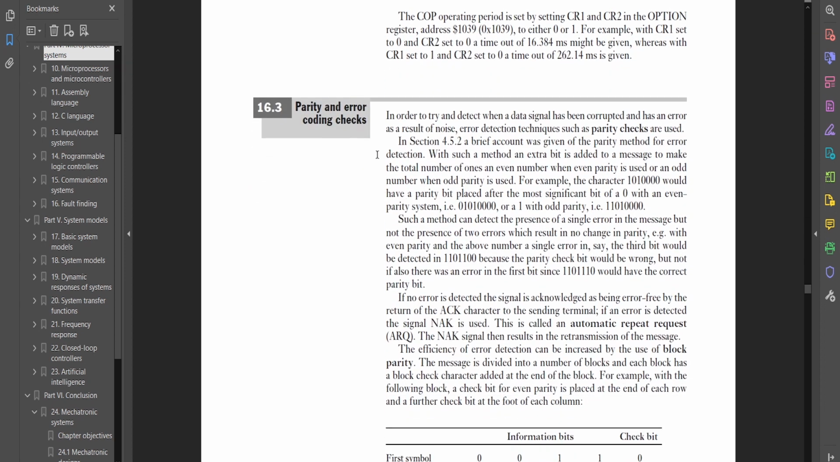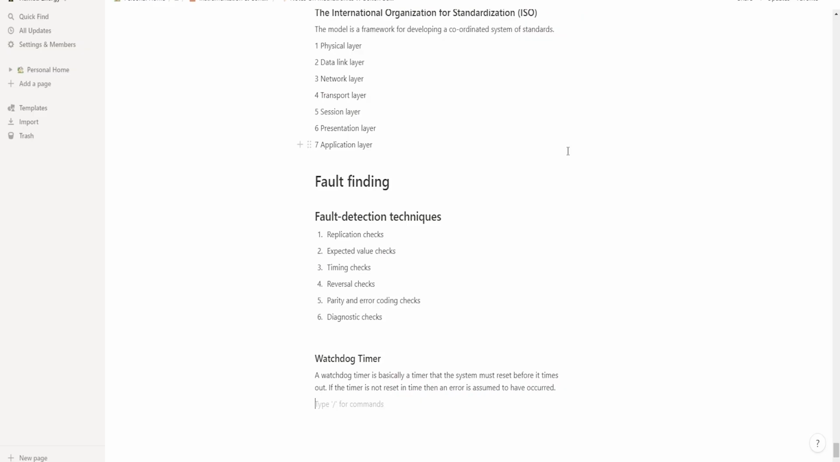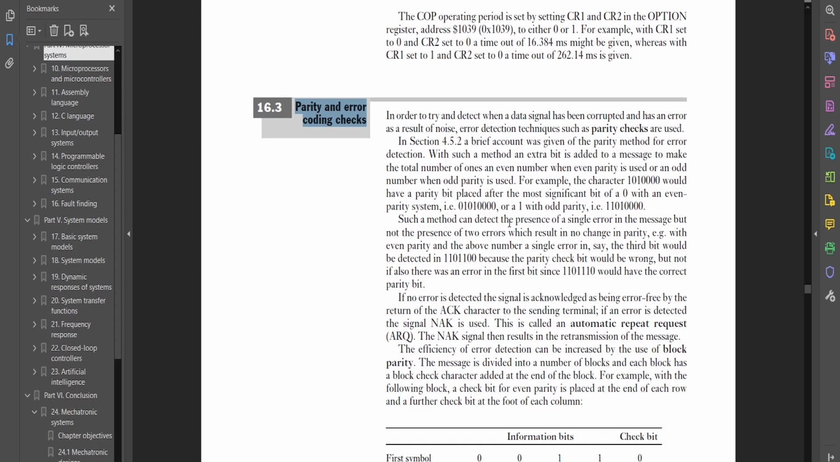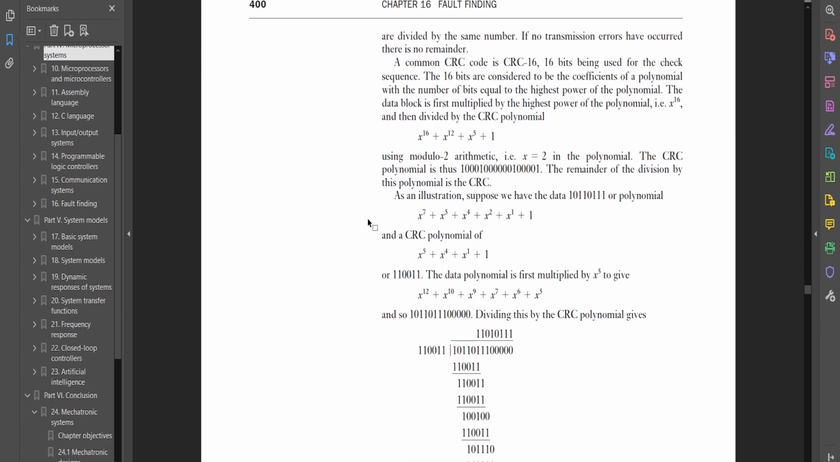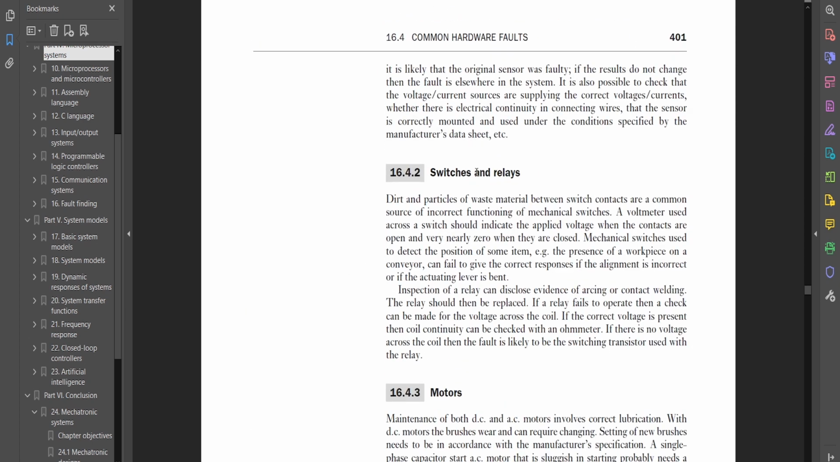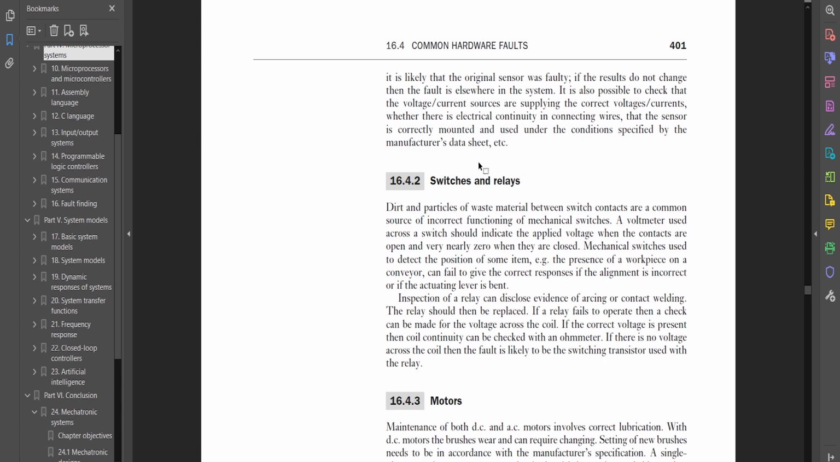Okay, so parity and error coding checks. In order to try and detect when a data signal has been corrupted and has an error as a result of noise, error detection techniques such as parity checks are used. What? Okay, that would probably make sense if I had read up previously what a parity check was, so I'm going to skip that. Oh, parity has to do with bits and binaries, right?